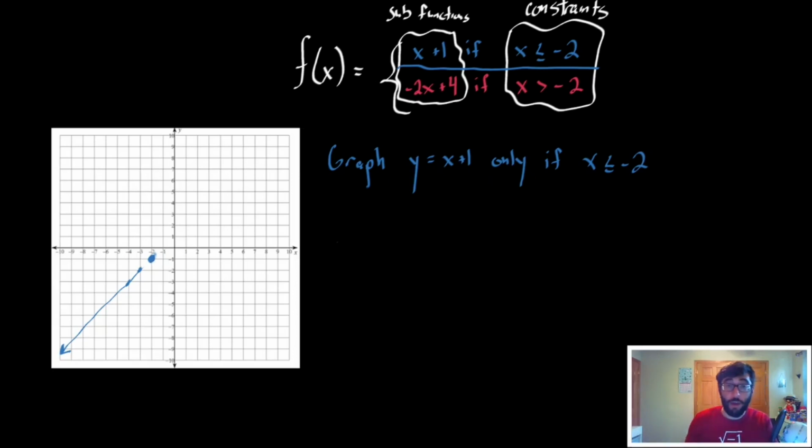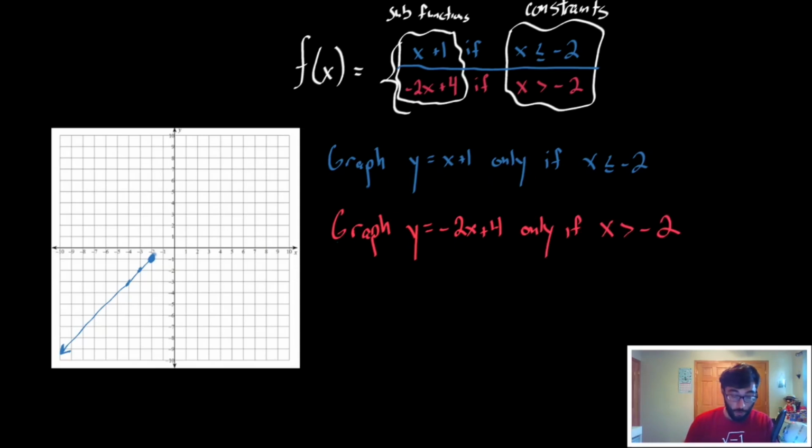To show that, we put a big closed circle on -2 when x is -2. That signifies that the graph actually exists at that point. If it was not equal to -2, if it was strictly less than, we would show that with an open circle. We're going to see that with the next subfunction, which says graph y equals -2x plus 4 only if x is greater than -2. So I'll write that out: we're graphing y equals -2x plus 4 only if x is greater than -2.